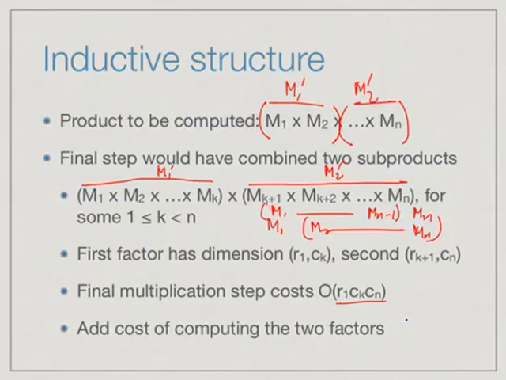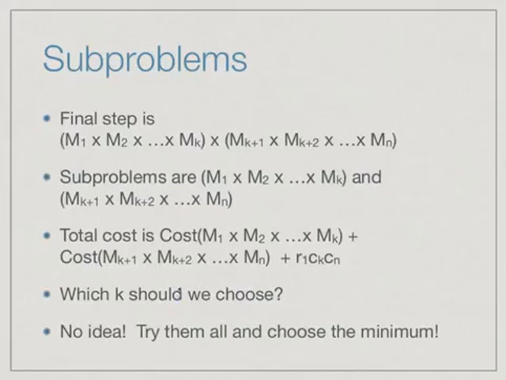How much time did it take us to compute M1 prime? How much time did it take us to do M2 prime? So we have that the cost of splitting at k is the cost of M1 to Mk plus the cost of Mk+1 to Mn plus the last multiplication, r1 into ck into cn. So clearly this cost will vary for different k's, and there are many choices of k. As we said, there are n minus 1 choices of k. Anything from 1 to n minus 1 we can choose as k. So there are n minus 1 subproblems.